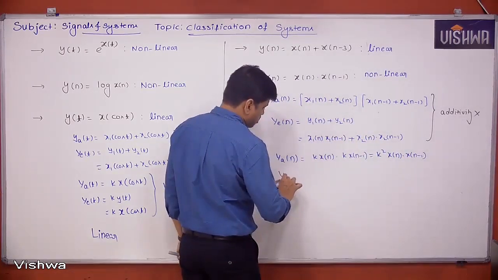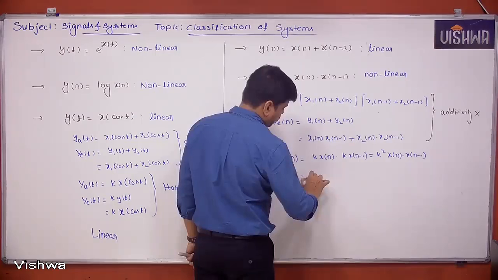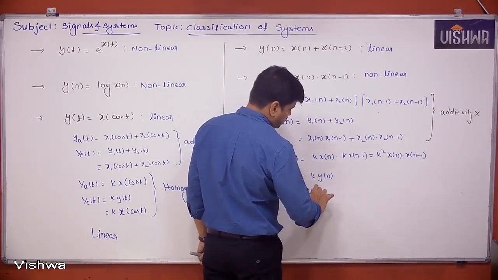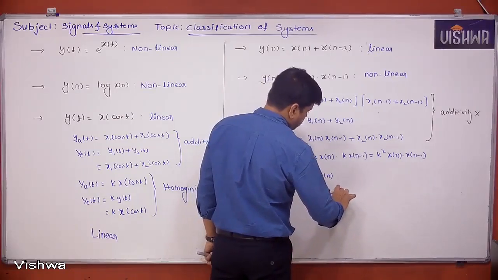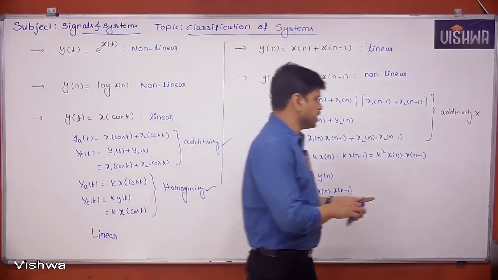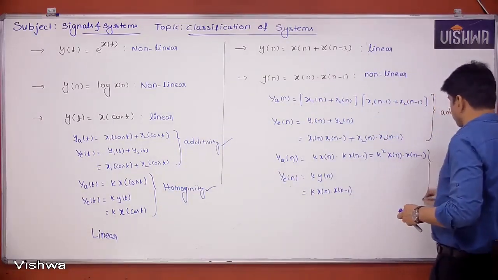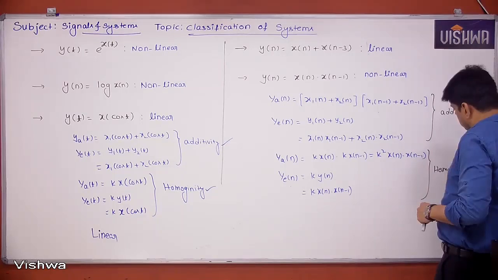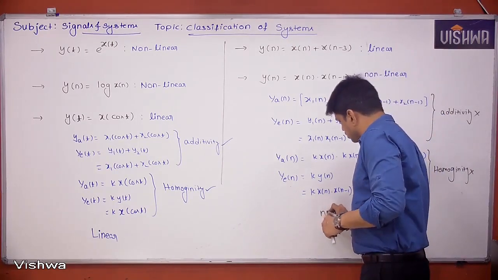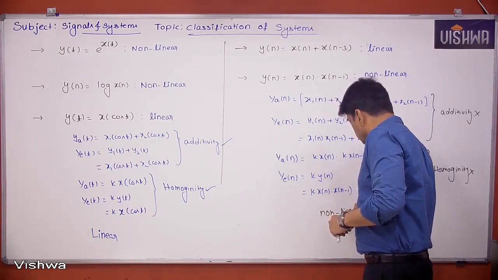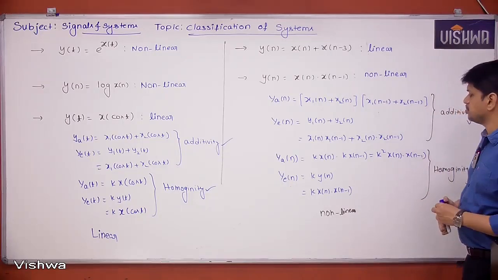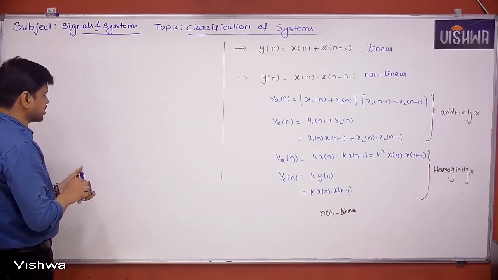Whereas the expected output is k y of n. So simply multiply the output with k. So it is k x of n into x of n minus 1. If you observe carefully, this is k square, this is k, both are not equal. So I can say this does not satisfy homogeneity also. So the system is non-linear. Okay, take it first. Let's see the next example.